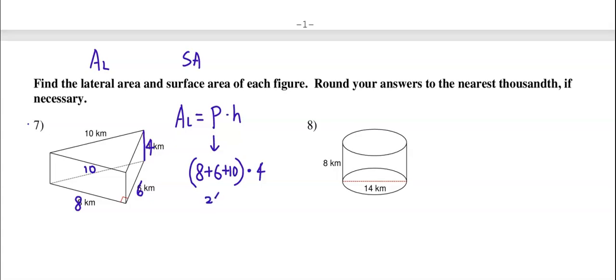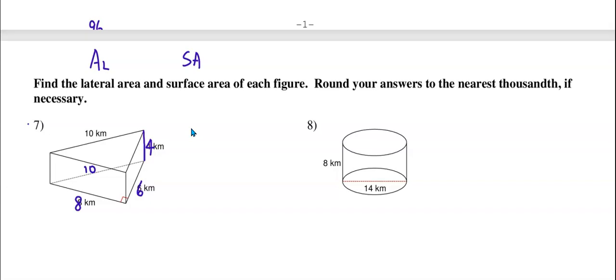So I have 24 times 4, and I have 96. The unit is a kilometer, so it's kilometers squared. That is the lateral area. We're going to put this number here because we'll use it later. We found the lateral area.